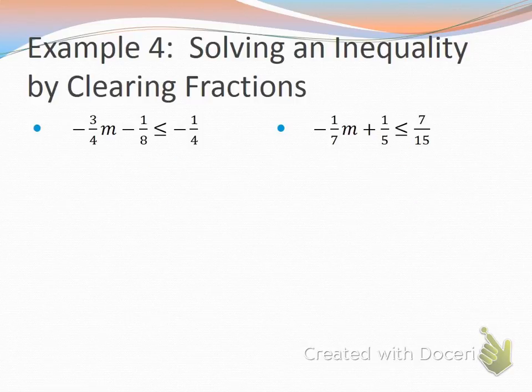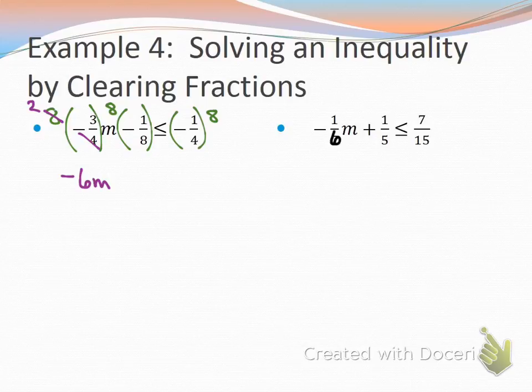Guys, we solved this the same way that we cleared fractions in the equation. So I want you to find the LCD and clear the fractions and then rewrite the inequality. So what is the LCD? 8. So I multiply each fraction by 8. Cross reduce. Negative 6m minus 1 is less than or equal to negative 2.